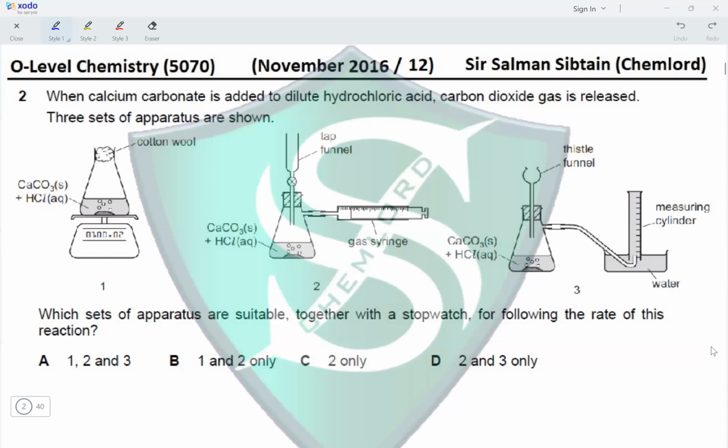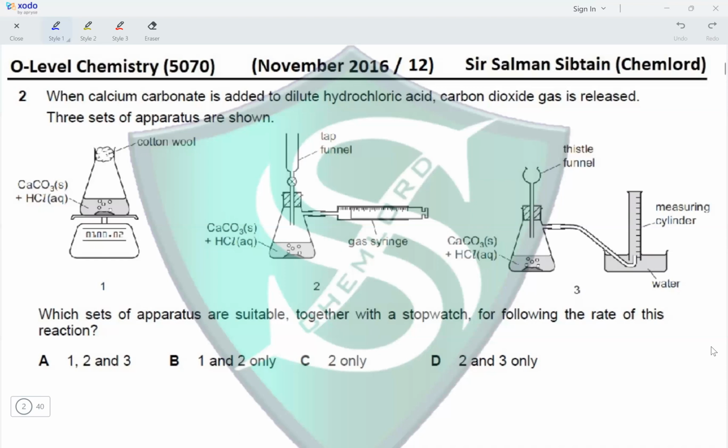In setup 2, we have collection of the carbon dioxide gas. So we can time the rate of collection of CO2 gas. In setup 3, we've got a thistle funnel instead of a tap funnel, and we've got collection over water. Now, the problem is that CO2 is soluble in water. So not all of it would be collected in the measuring cylinder. So even if we follow the rate of reaction, the rate of collection of gas would not be correct since some of the carbon dioxide would dissolve in water.